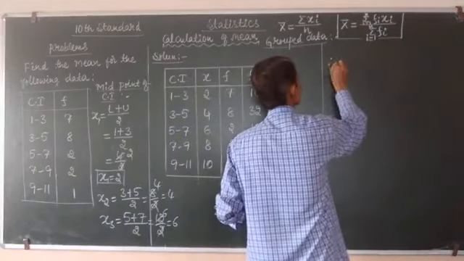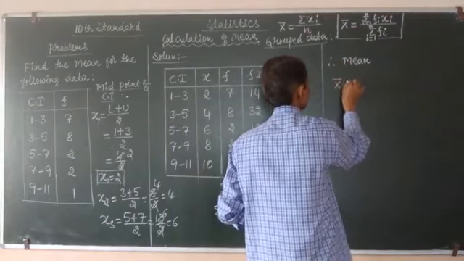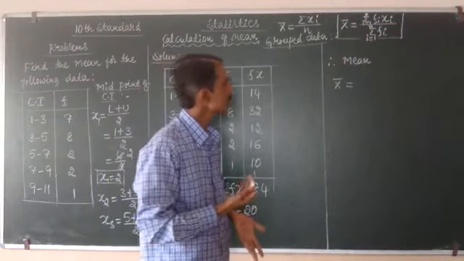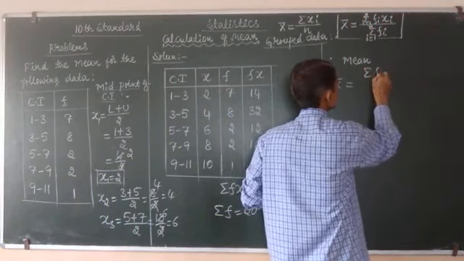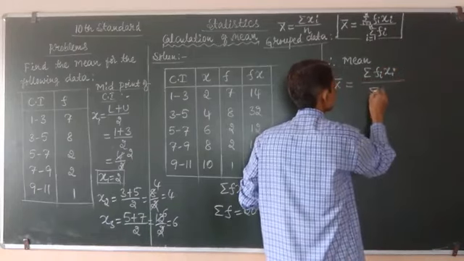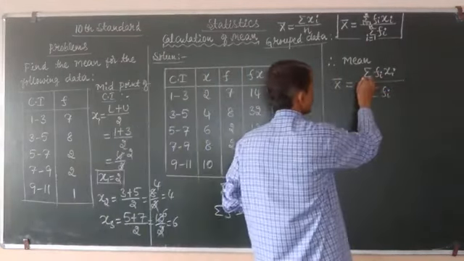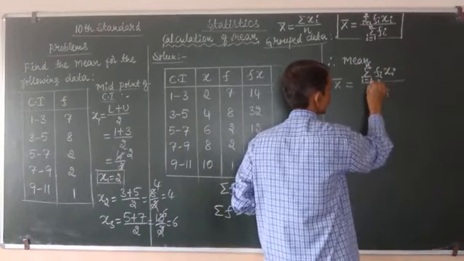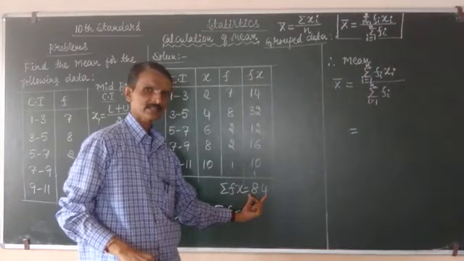So therefore, mean equals x bar equals, you can write this formula, or simply you can write sigma fx by sigma f. Both are the same. Sigma fi xi by sigma fi, where i goes from 1 to n. So the value of i varies from 1 to n. Now the value of sigma fi xi.